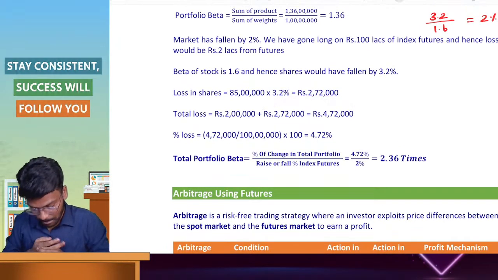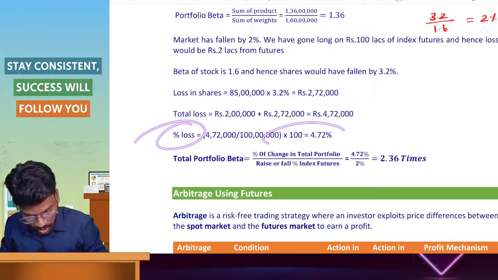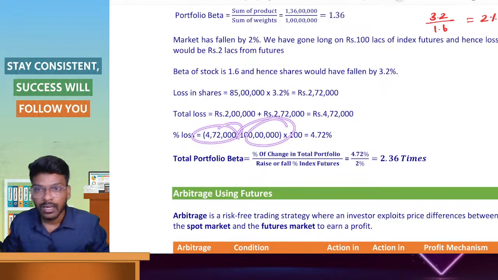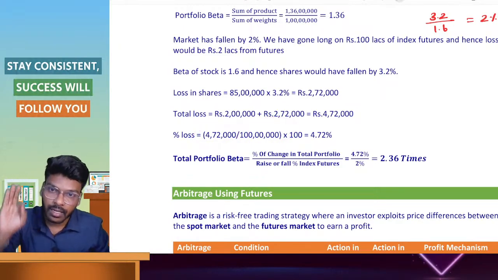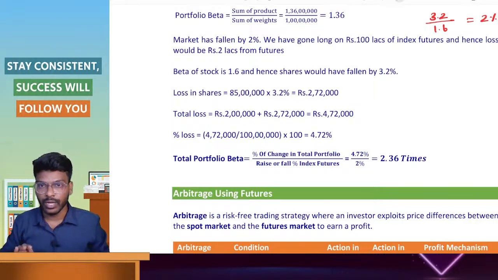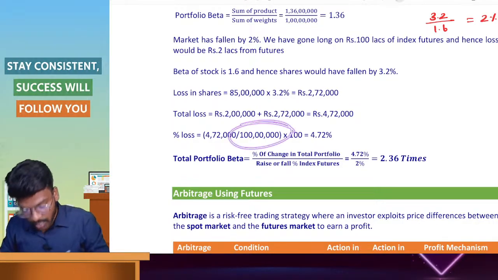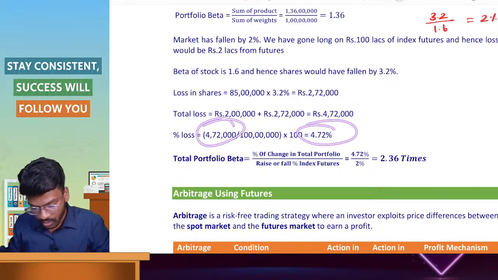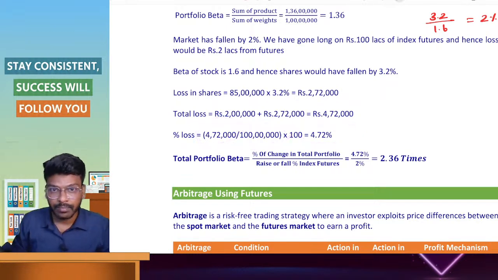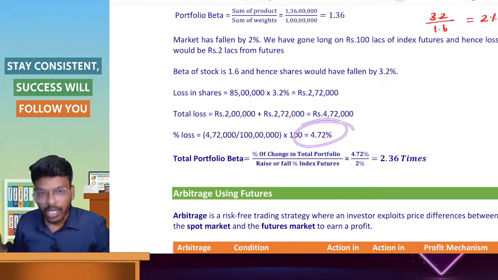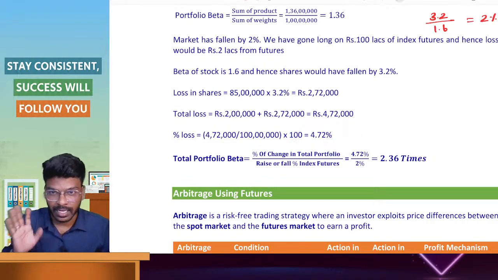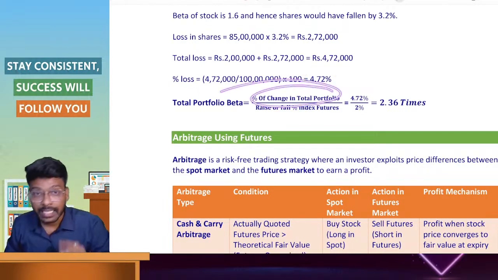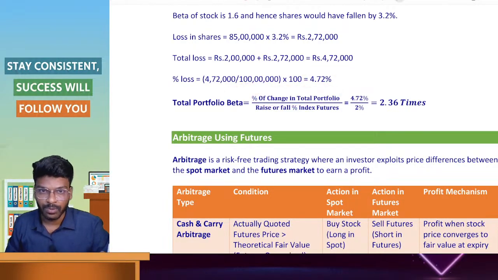4,72,000. Percentage of loss, how to find it, he said: overall loss divided by total portfolio value. Okay, not just the share portfolio. Total portfolio is 100 lakhs. So I'll divide 4,72,000 by 100 lakhs. It will give you 4.72%. Okay, 4.72% is my percentage of change in total portfolio value.